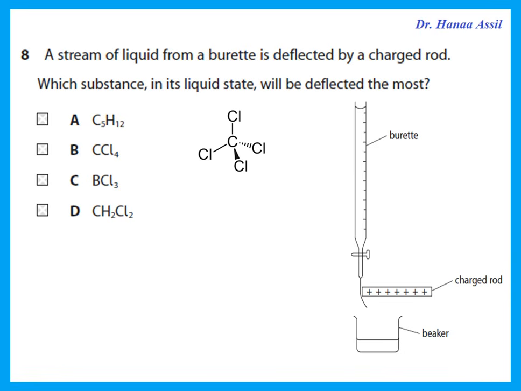What about carbon tetrachloride? Well, each carbon-chlorine bond is polar, but they are in opposite directions, so the polarities cancel each other, so overall the molecule is not polar. What about BCl3? Also, each bond is polar, but overall they cancel each other, so the molecule is not polar. But what about CH2Cl2? Well, each C-Cl bond is polar and they're not cancelled. So this is the one that has a polar molecule, so it will deflect towards the charged rod.